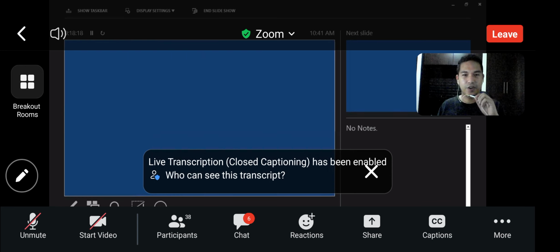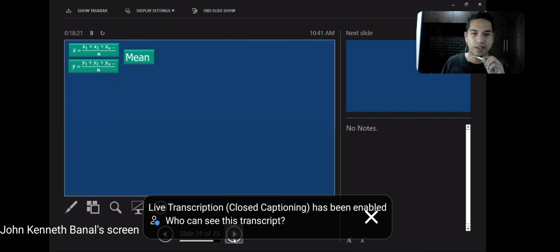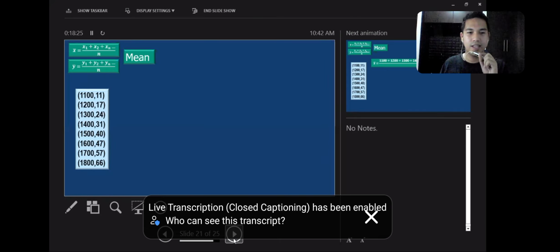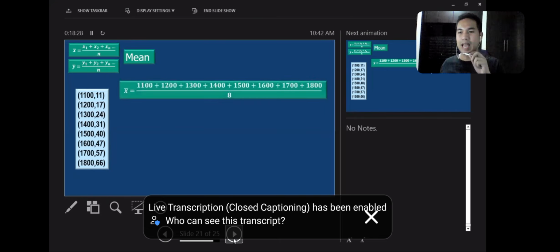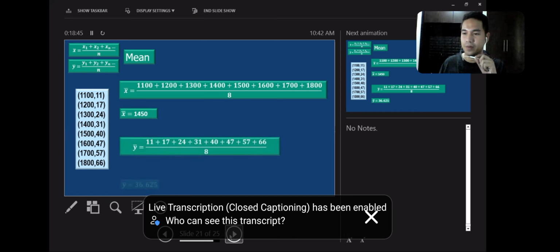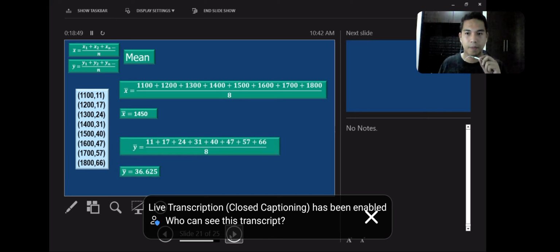So first, let's get the mean. These are the data points. For all the x: 1,100 plus 1,200 plus 1,000 and so on, divided by how many there are. We have 8. So our x bar is 1,450. Then for y, it's the same. We have a value of 36.625.